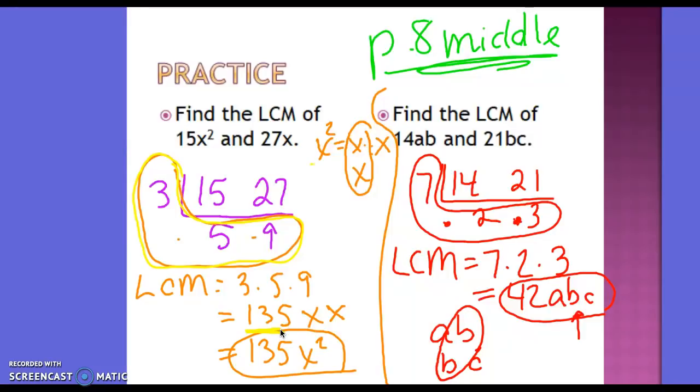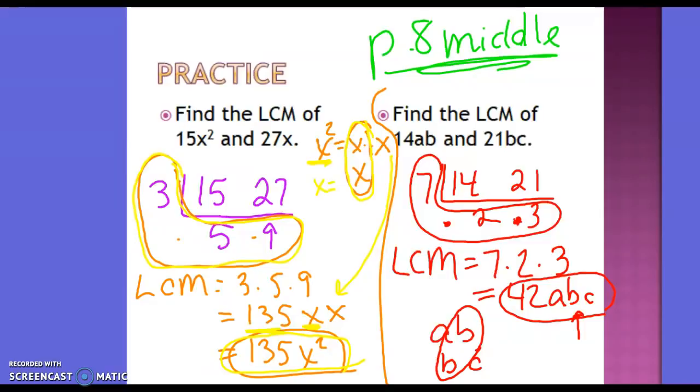Now letter-wise, what I did is I took x squared and made it x times x, and the x is just x. Circle what they have in common, you write that down once, and every other thing that you see, you write that down. So I have the x that they have in common, I wrote that down once. Then the other x I brought down, and x times x is x squared. The final answer is 135x squared.